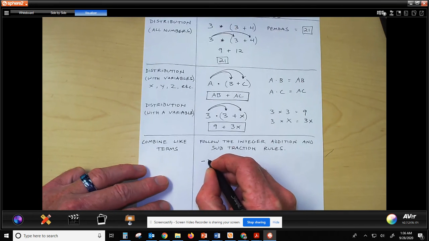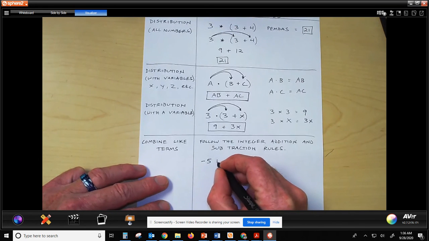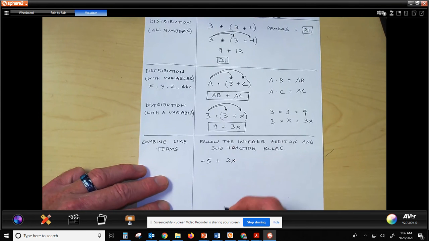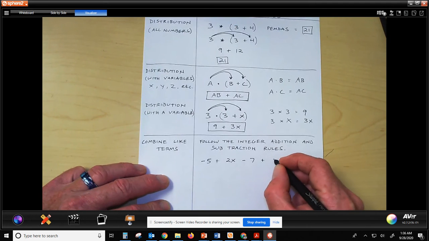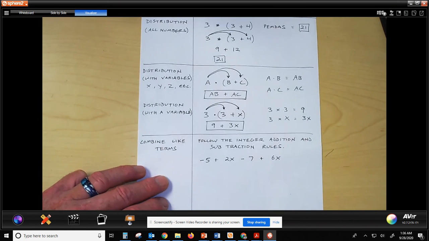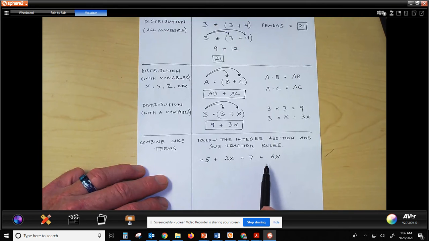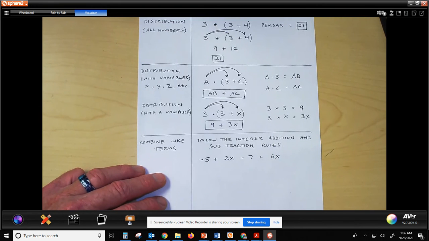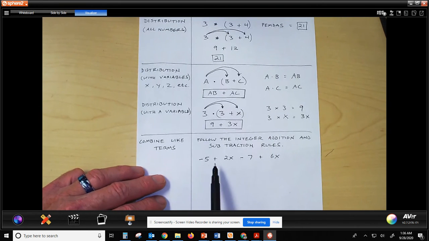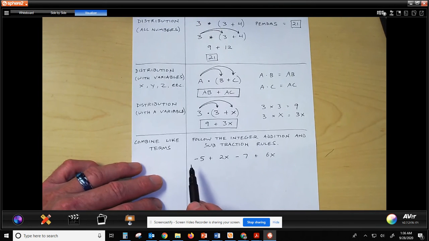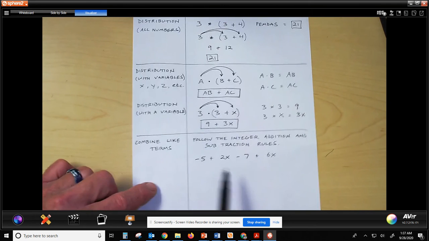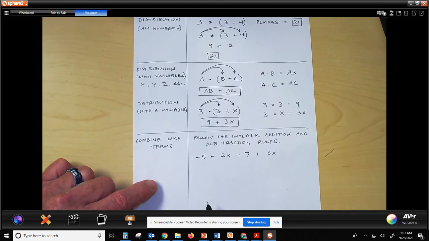I'm going to say -5 plus 2 times x minus 7 plus 6x. This is called an expression in math because there's no equal sign. So we cannot solve, we cannot figure out what x is without an equal sign, but we can simplify. So I'm going to look at what is a like in this expression. I'm going to combine my like terms.